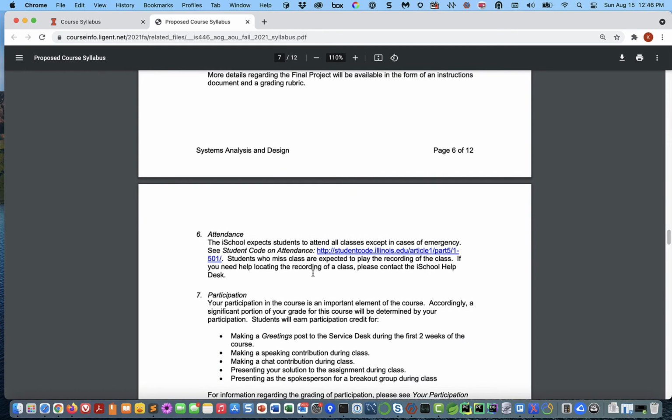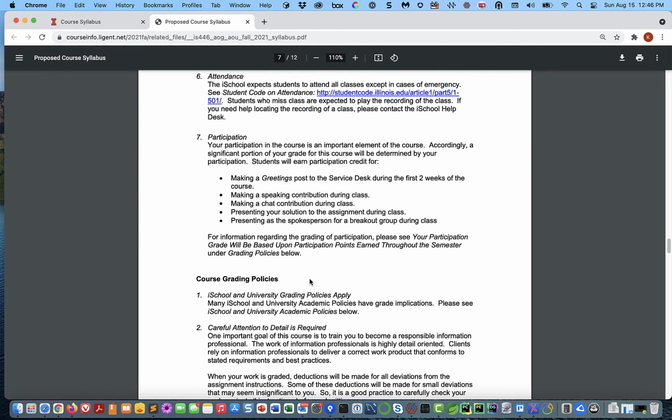Attendance at class is expected. It's expected at all iSchool classes. If you miss a class, please play the recording. If you can't find the recording, please talk to the help desk. Participation is a big percentage of your grade. It makes up 10% of your grade.